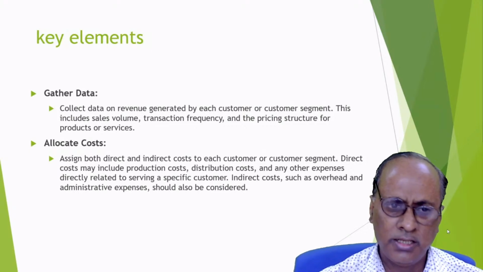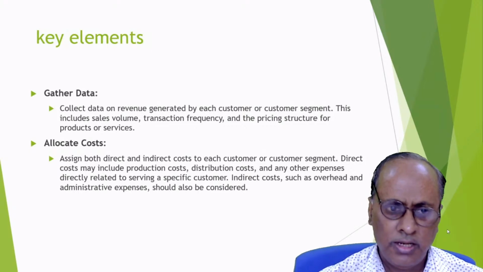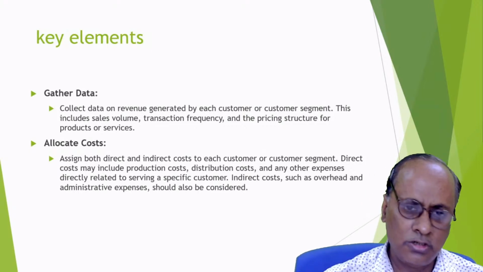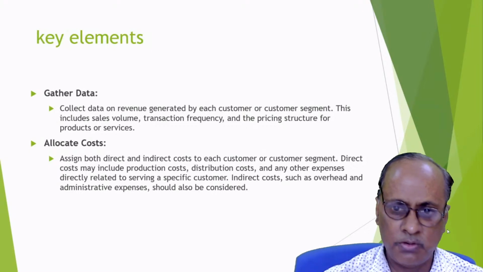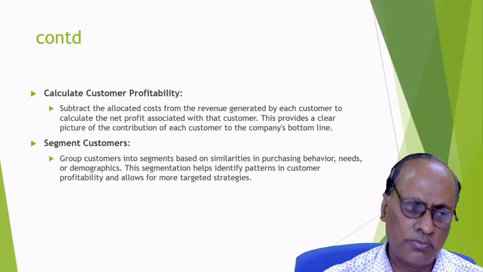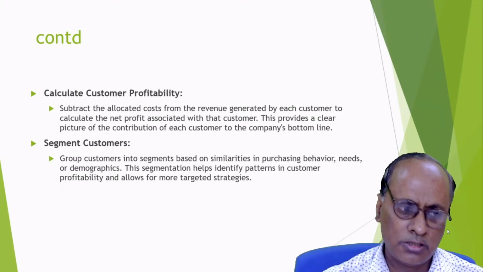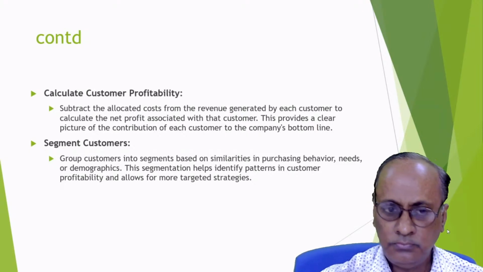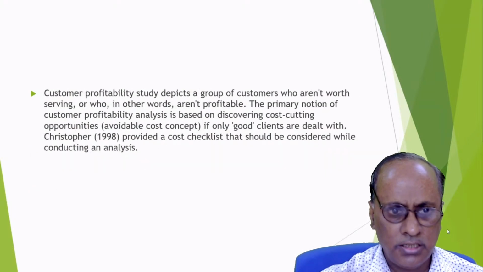Then there are procedures by which we do this. We generally gather data and allocate the cost, assign both direct and indirect cost. We gather data about the sales volume, transportation frequency, pricing structure. Then we calculate customer profitabilities. Also, we segment the customers accordingly. Then we take certain decisions.